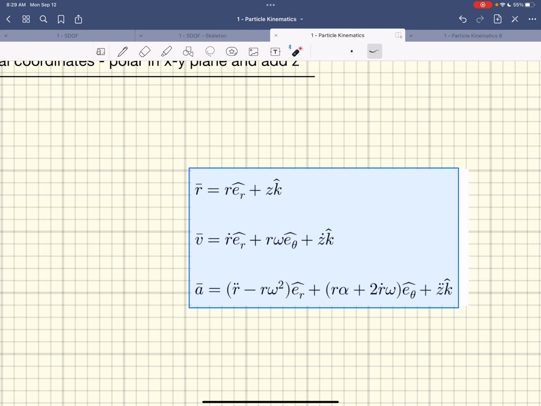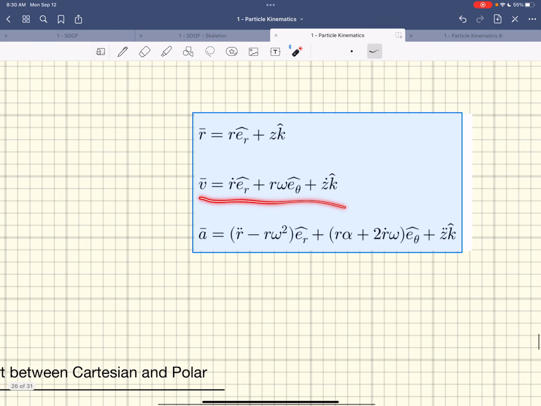So you just have R in the ER direction for position, but then you just add in a Z component as well. And then when you do the velocity, this is just in the XY plane, R dot in the ER plus R omega in the E theta. And then you just take the derivative of Z in the K, right? And then finally for acceleration, you have all of this acceleration stuff, polar coordinates, and you just add on this acceleration in the K direction, right?